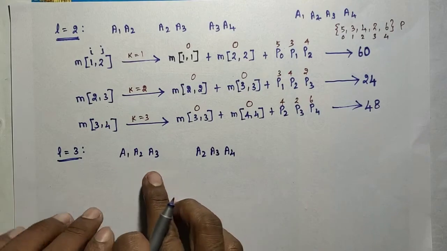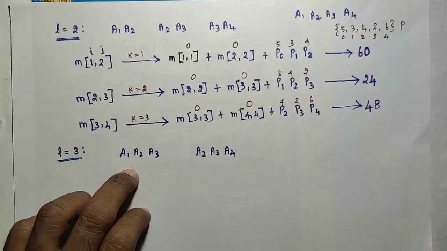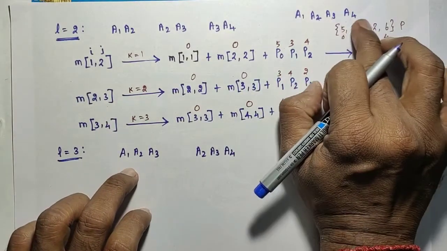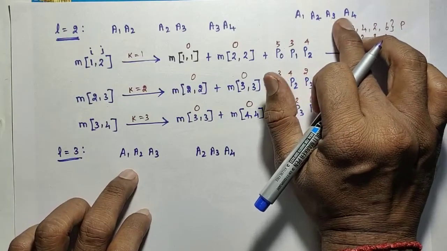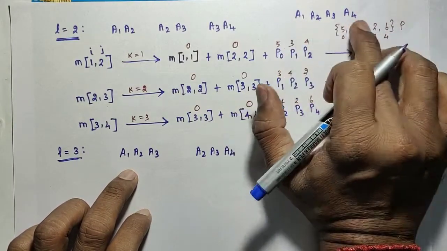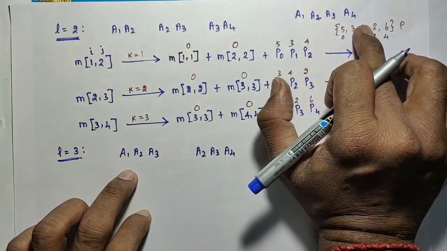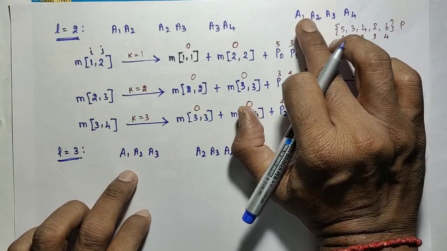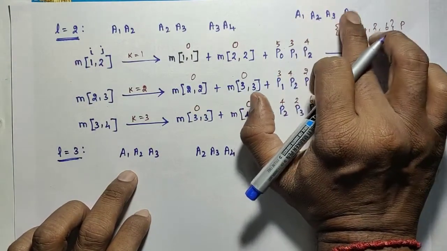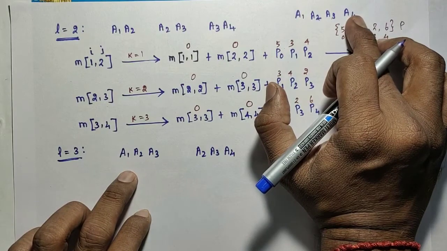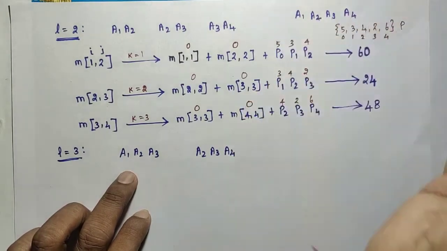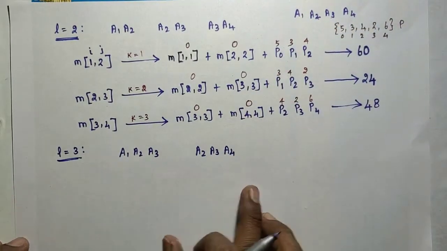Correct? So these are the only 2 possibilities. No more possibilities are there. If we start with A3, then we only have a length equal to 2. Also, we cannot change the order. A1, A3, A4 like that we cannot multiply, and A1, A2 and A4 like that also we cannot multiply. So we cannot change that order.